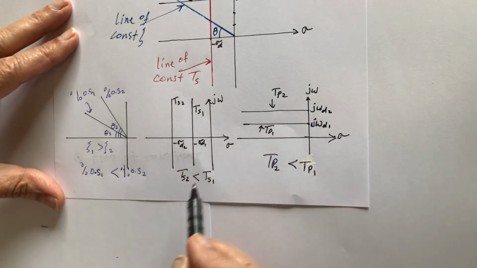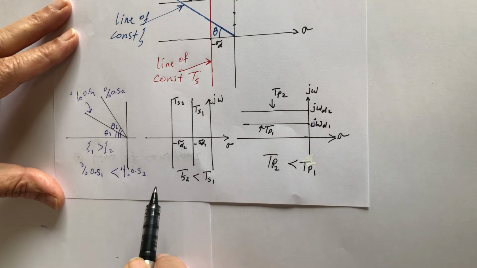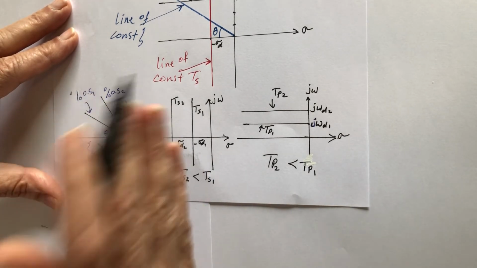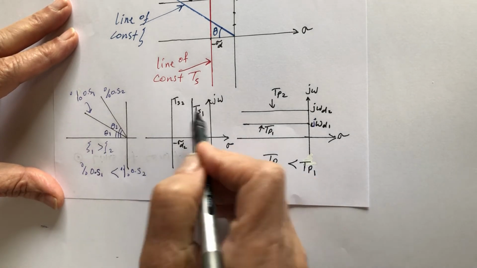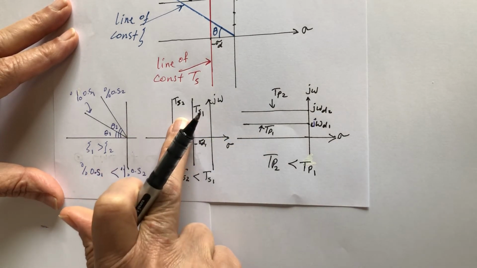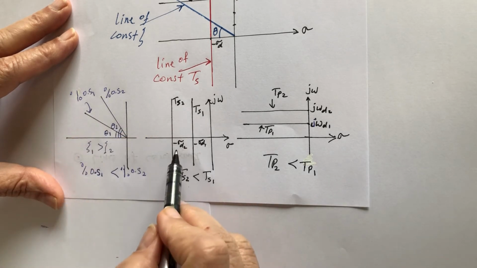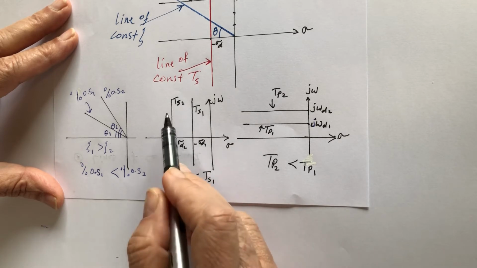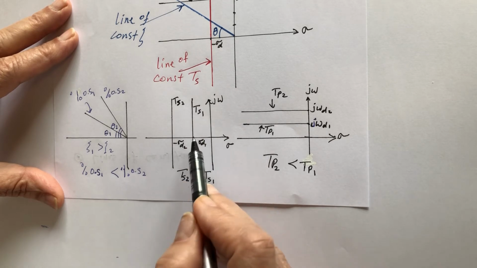The same here. We said settling time is constant on every vertical line you make. So we have TS1, and this is TS2. Sigma d2 here is bigger than sigma d1. So TS2 is equal to 4 over this, which is bigger, so TS2 will be smaller than TS1.